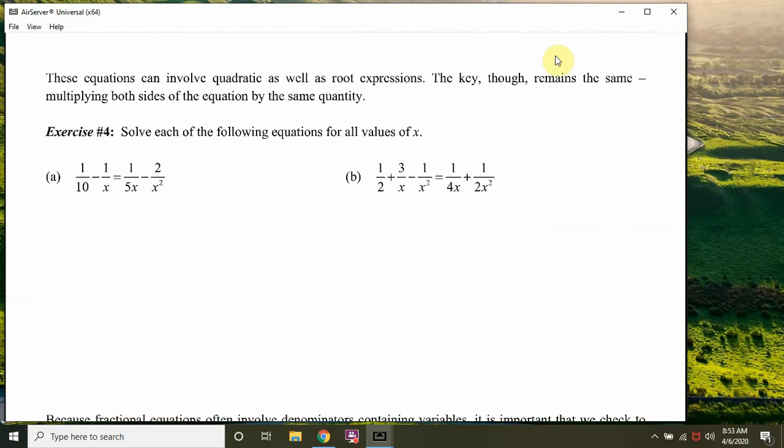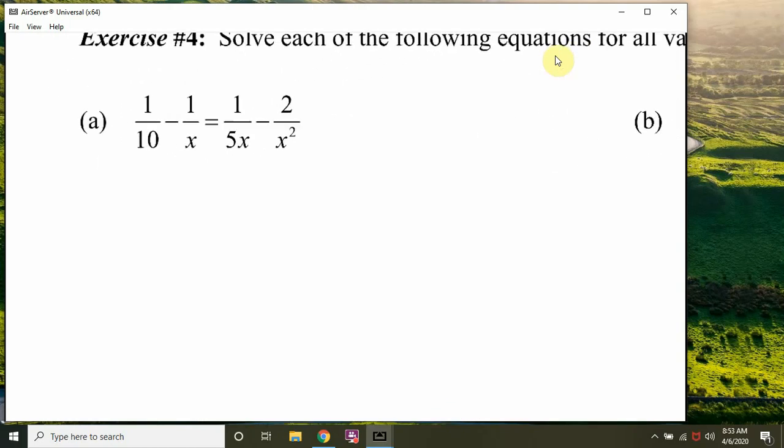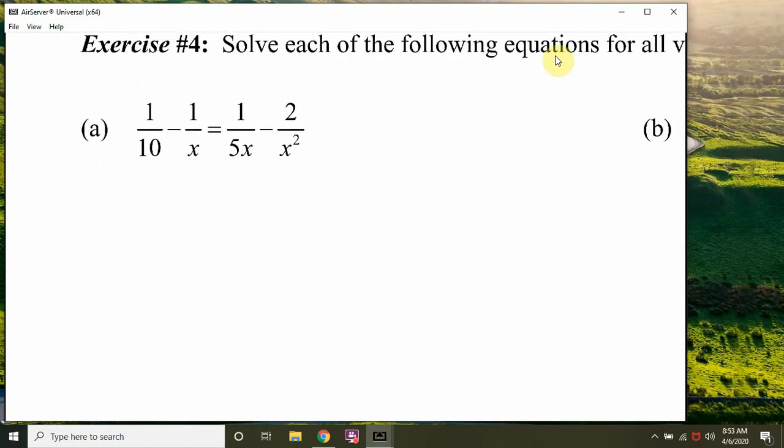These equations can involve quadratic as well as root expressions. The key, though, remains the same: multiplying both sides of the equation by the same quantity. Again, the least common denominator. Solve each of the following for all values of x. Okay, in part A, again, we've got a lot more than one fraction equal to one fraction, so no cross multiplying. Multiply by the least common denominator.